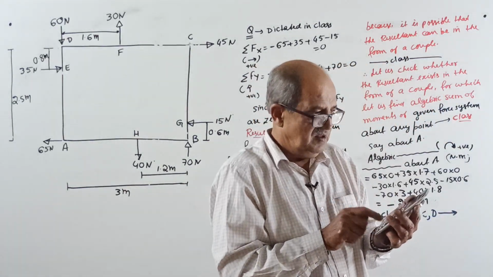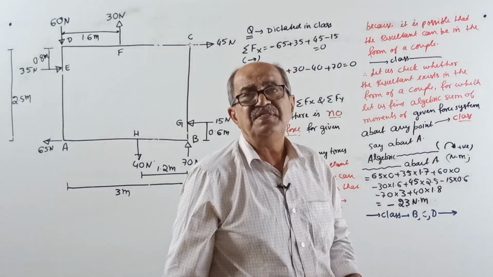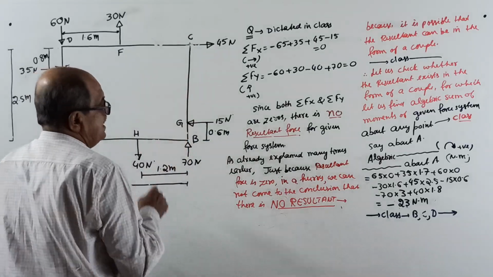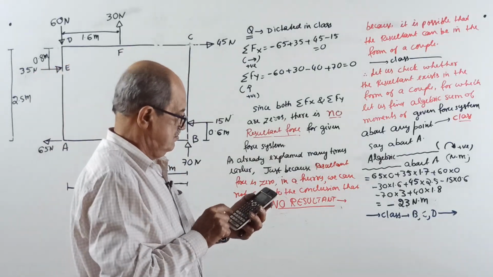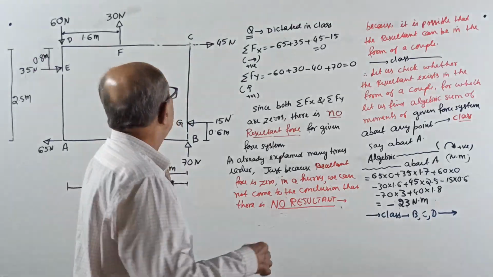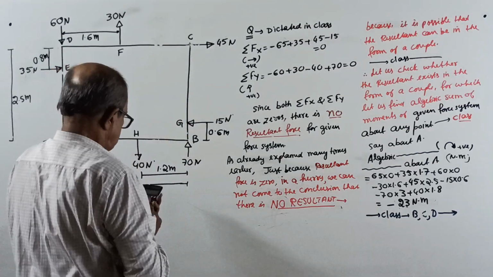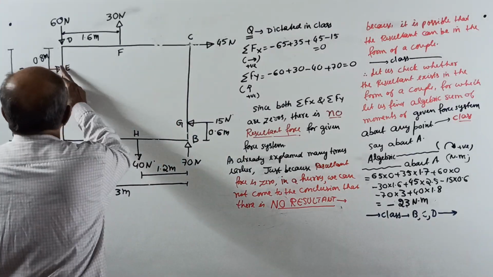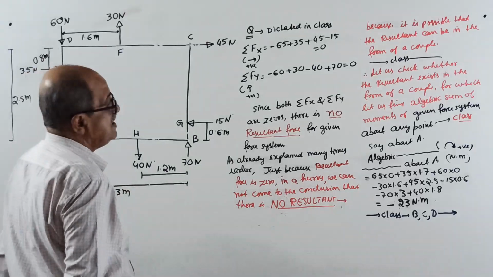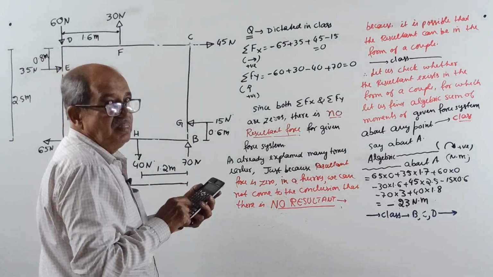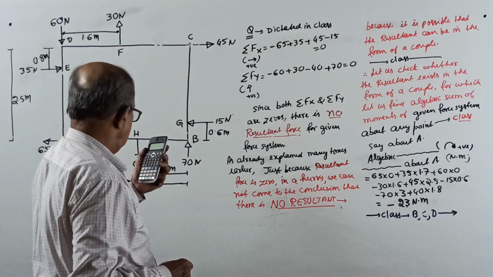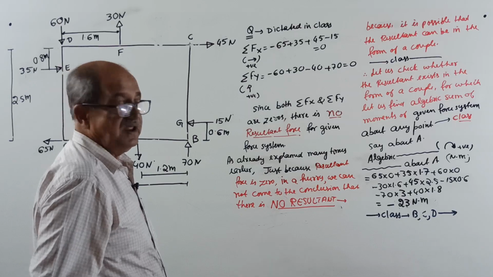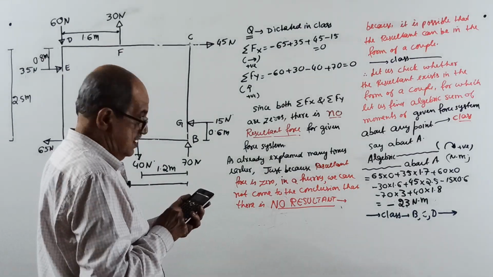I am calculating, minus 23 Newton meter. Or do one thing, take moment about point B, you try this, minus 23. Or take moment about D, minus 23. Or take moment about E, minus 23. Take moment about F, I am calculating, minus 23. Take moment about G, minus 23. Take moment about H, minus 23.